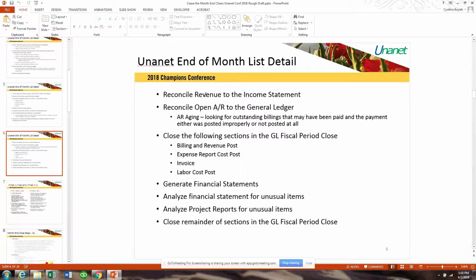You can then close your billing and revenue, your expense report cost posting, your invoicing, and your labor cost posting. You can now generate financial statements and analyze your financial statements for unusual items. And you say, well, what are unusual items?